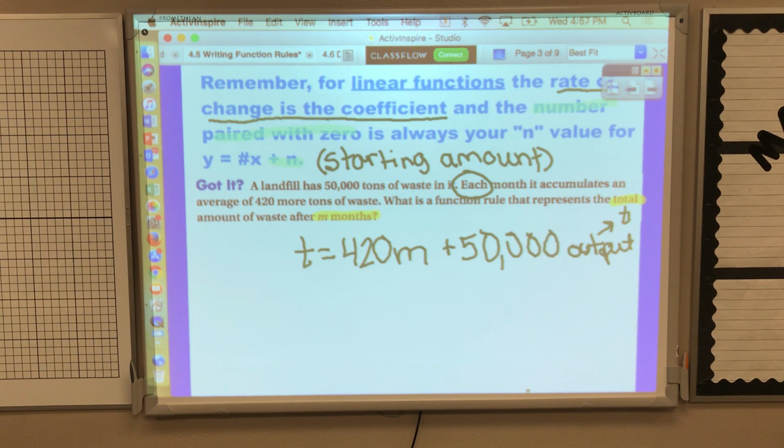So today, rather than giving you just ordered pairs, you have to figure out the coefficient and that starting amount, that constant that you're going to add at the end. Remember, starting amount for the constant, and the easiest way to look for the coefficient is the words per or each.